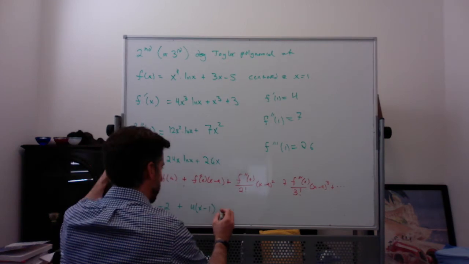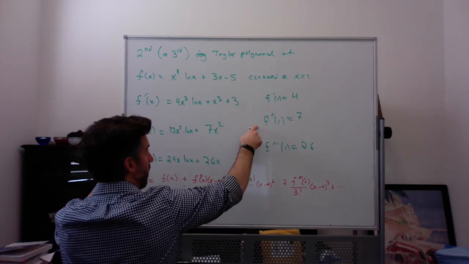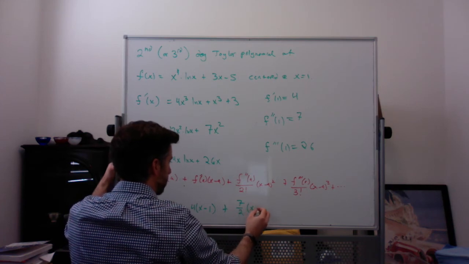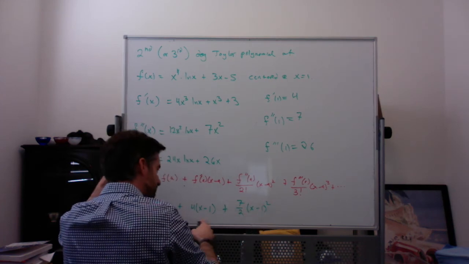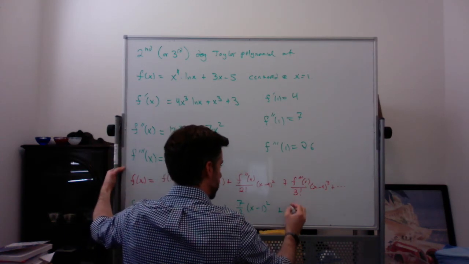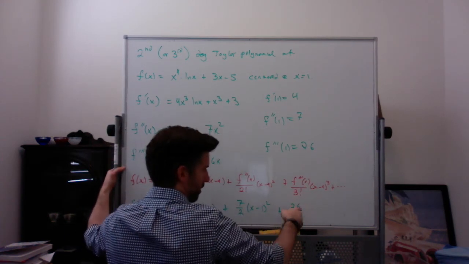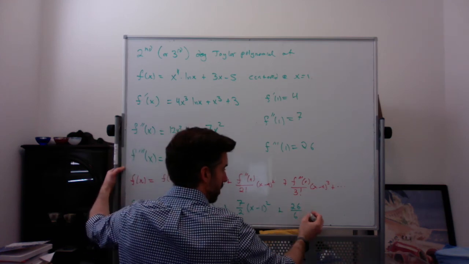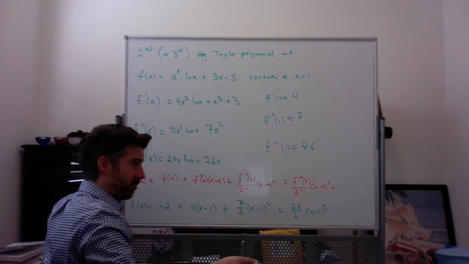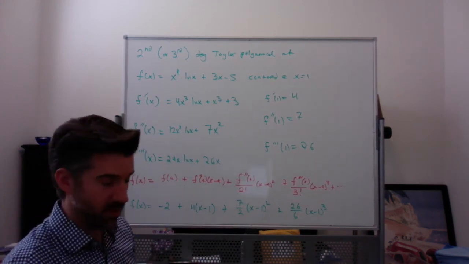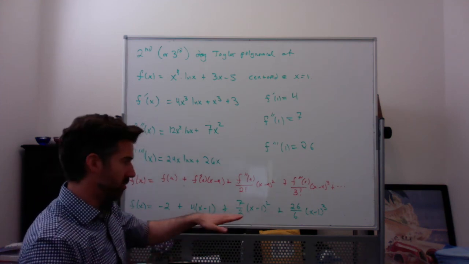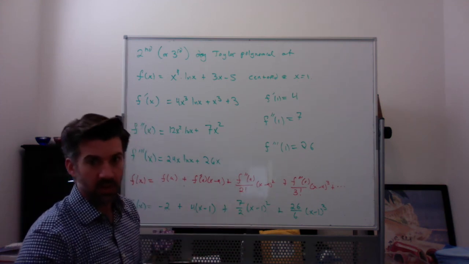And then if I add the next term, it's going to be f double prime of 1, so 7 over 2 factorial, which is 2, times x minus 1 squared. This would be the second degree Taylor polynomial. And if I add the next term, I would get 26 over 3 factorial. I could probably reduce that to 13 over 3 times x minus 1 cubed. And that would be the third degree Taylor polynomial. And if I add on the next term, it would be the fourth degree Taylor polynomial. You definitely don't want to multiply this out, right? You want to leave it in this form. You don't want to multiply out x minus 1 squared or x minus 1 cubed. So there you go.